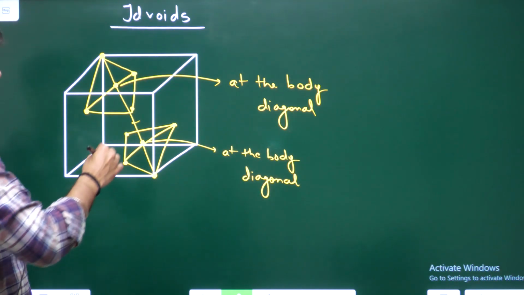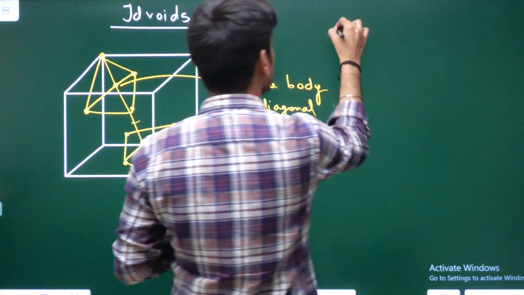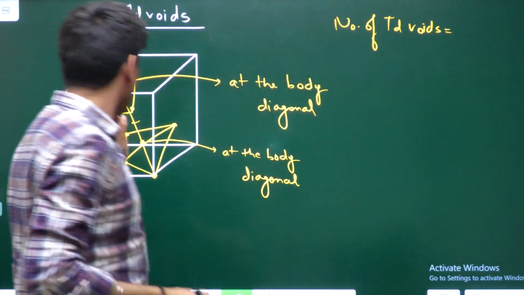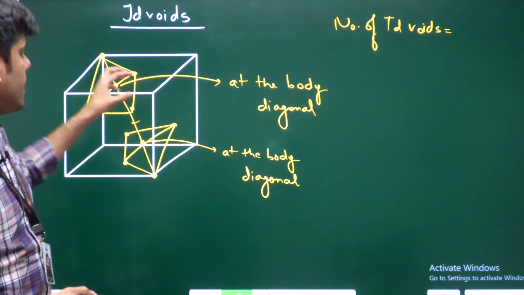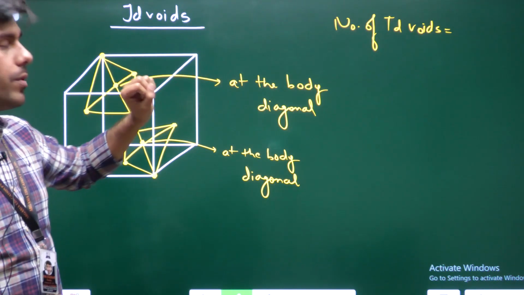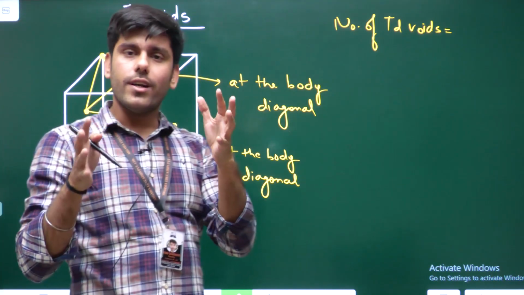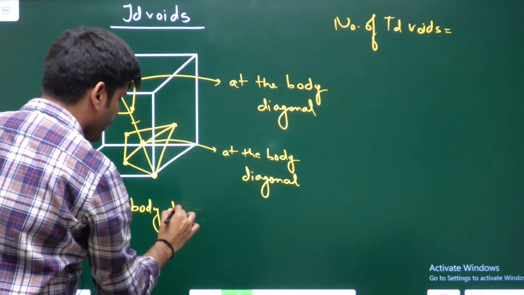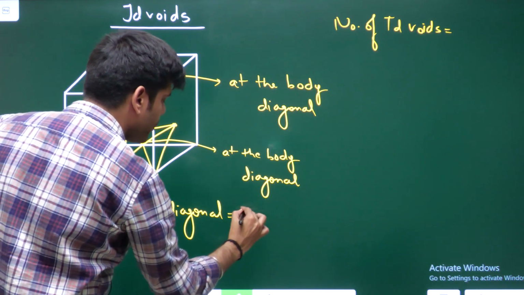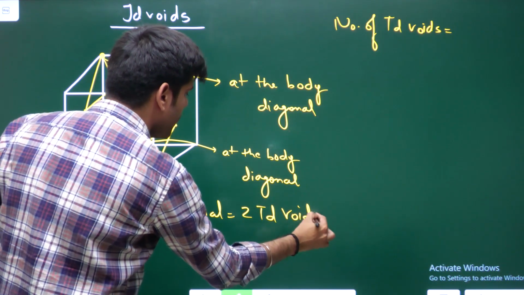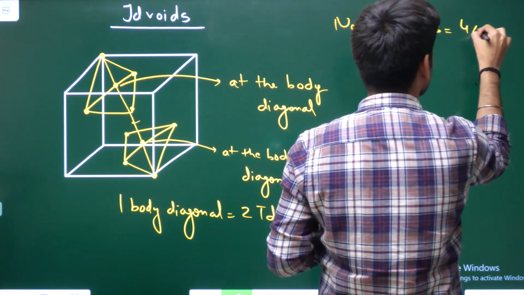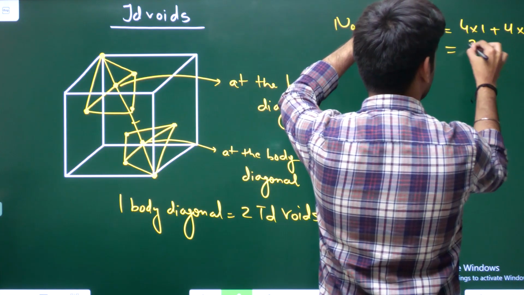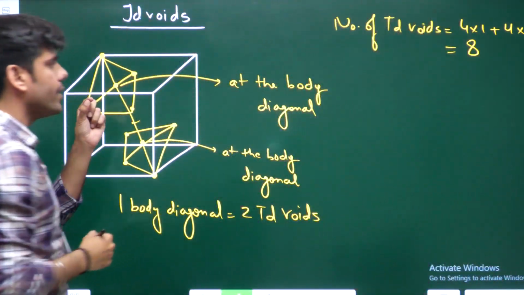Now, if you see carefully, if I want to know the number of tetrahedral voids, first of all, how many body diagonals are there? There are 4 body diagonals in a cube. And on one body diagonal, I have 2 tetrahedral voids. So this comes out to be 4 into 1 plus 4 into 1, because total are 4. So this comes out to be 8. My total number of tetrahedral voids is 8.